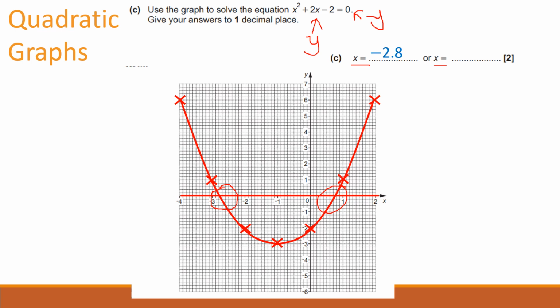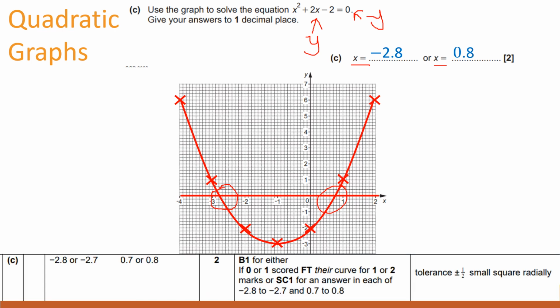So when I read across, I get negative 2.8 for the first value that I highlighted, and 0.8 for the other value. Now this tells us on the mark scheme that my answer could be between minus 2.8 and minus 2.7, or 0.7 or 0.8, so there is a little bit of leeway, and there is 1 mark for each of those values that you gave correctly.